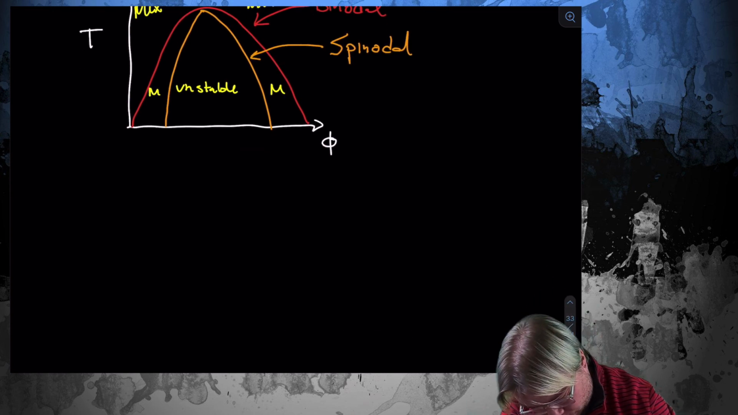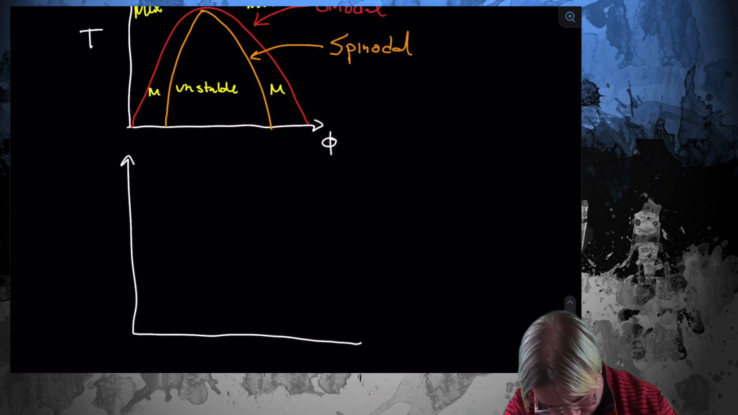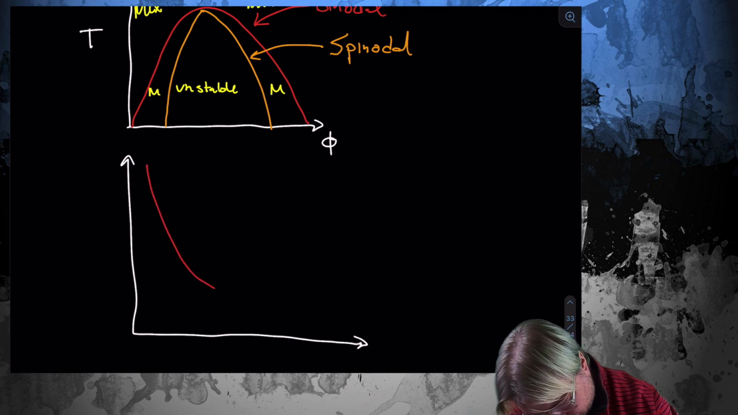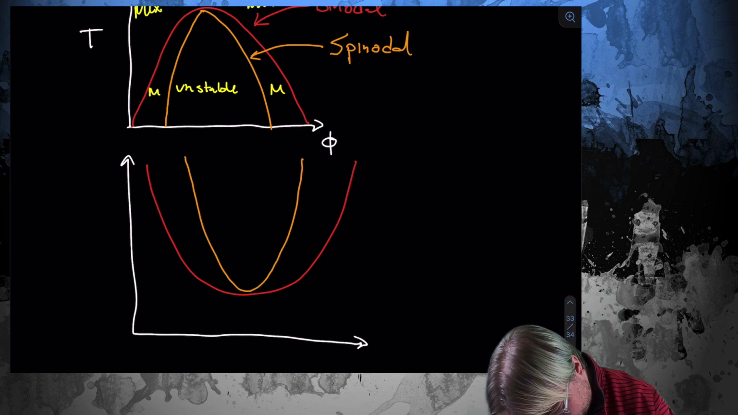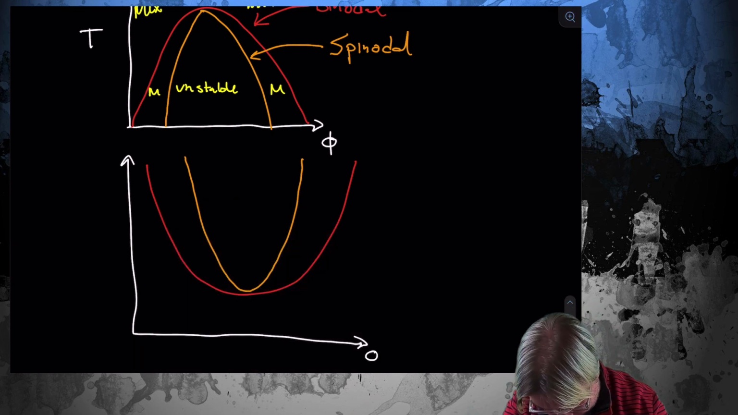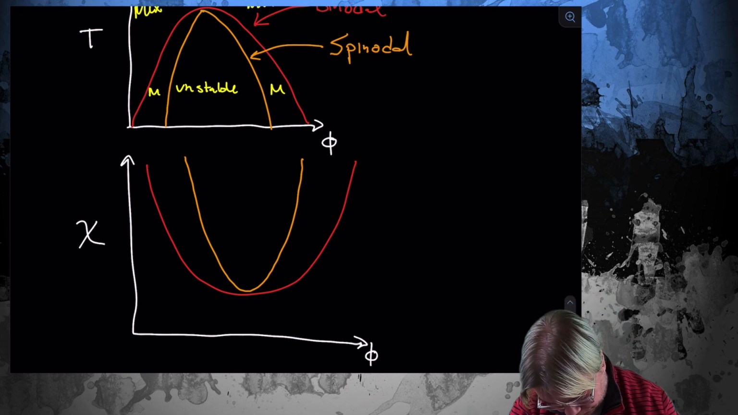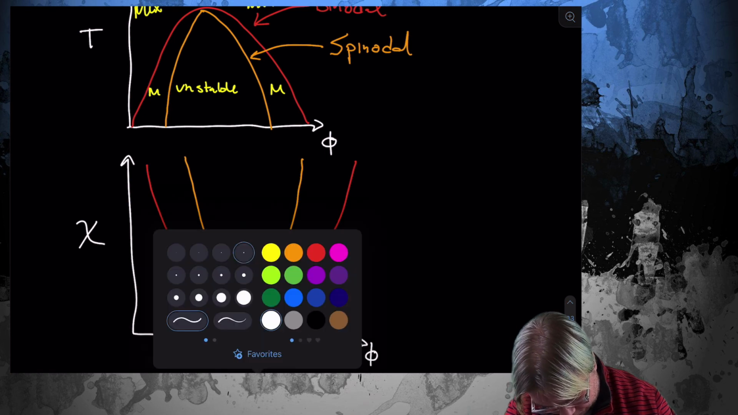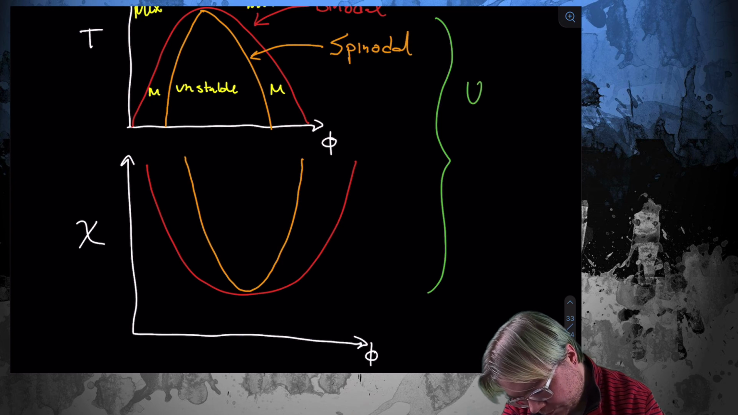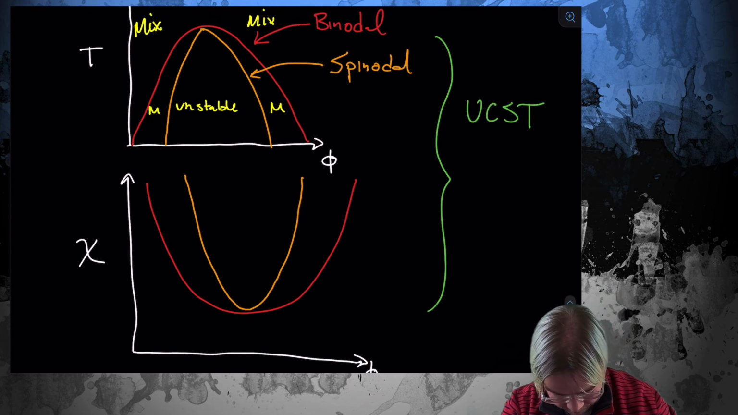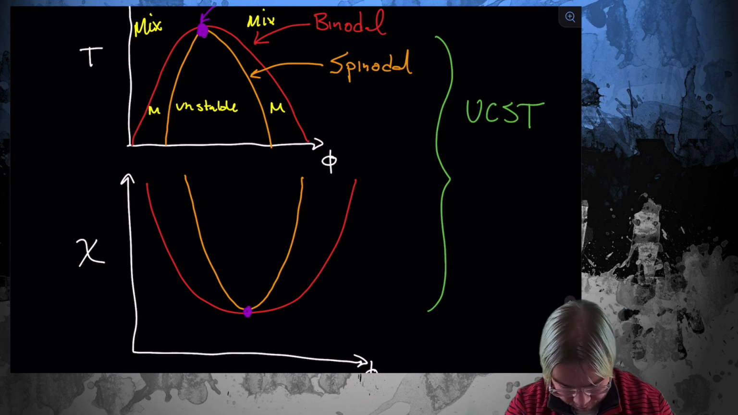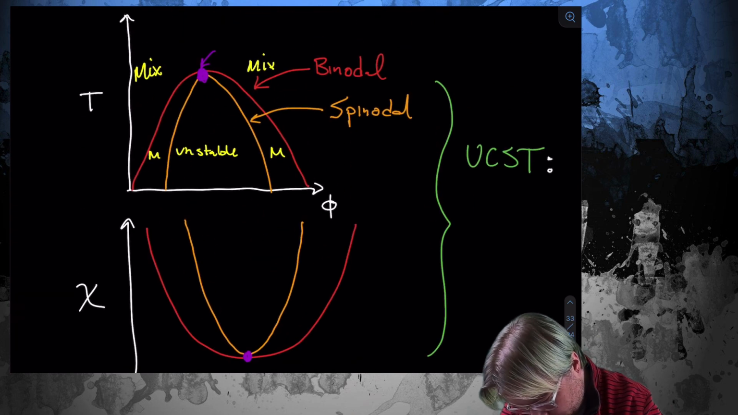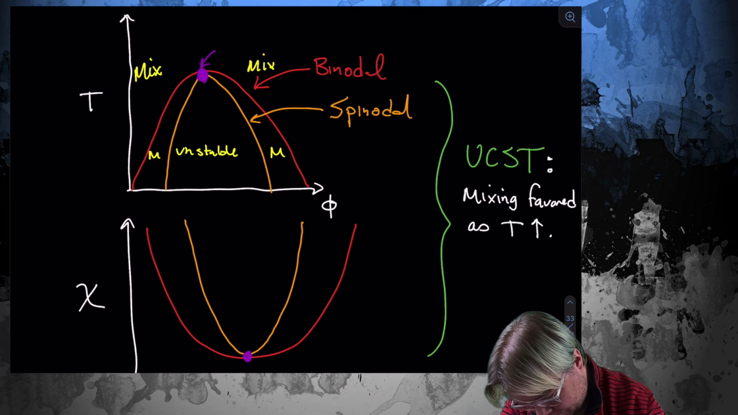So again, I drew this in temperature. If I wanted, I could draw this in terms of chi. So in terms of chi, my system would look like the reverse, because remember, chi is proportional to 1 over temperature. So this would be my system if I drew it as a function of chi. And both of these systems are UCST systems, because both of them have this point, which is the upper critical solution temperature. And so this means mixing is favored as T increases.